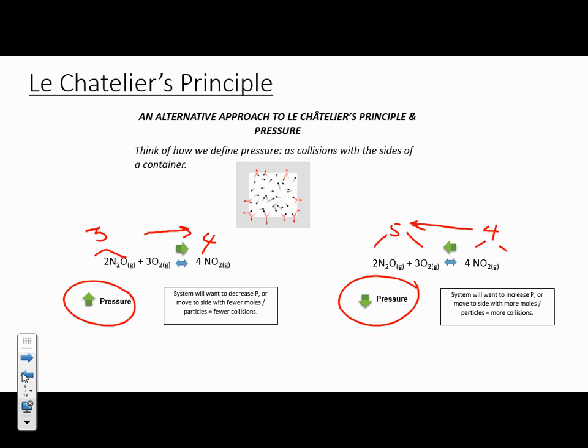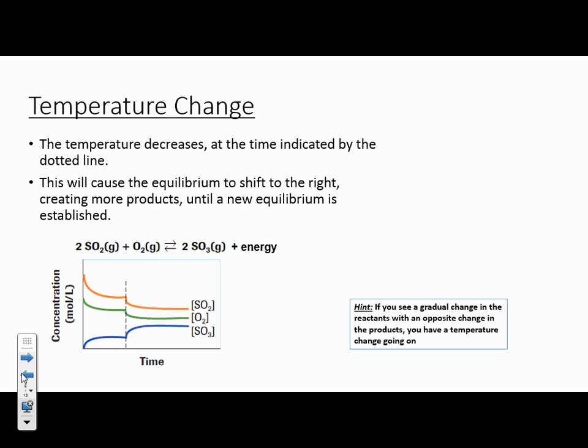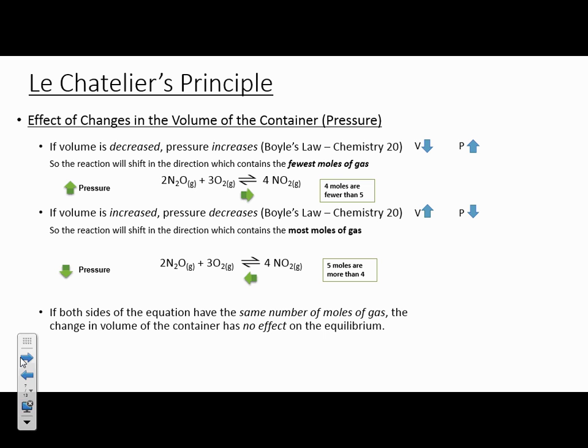And if you go back here, a good strategy is that if you quickly look at the equations on the diploma, if there are the same number of moles on each side of the equation, pressure will have no effect, because you're basically going to have the same amount of collisions on both sides. So varying the pressure will not shift the equilibrium in either direction.